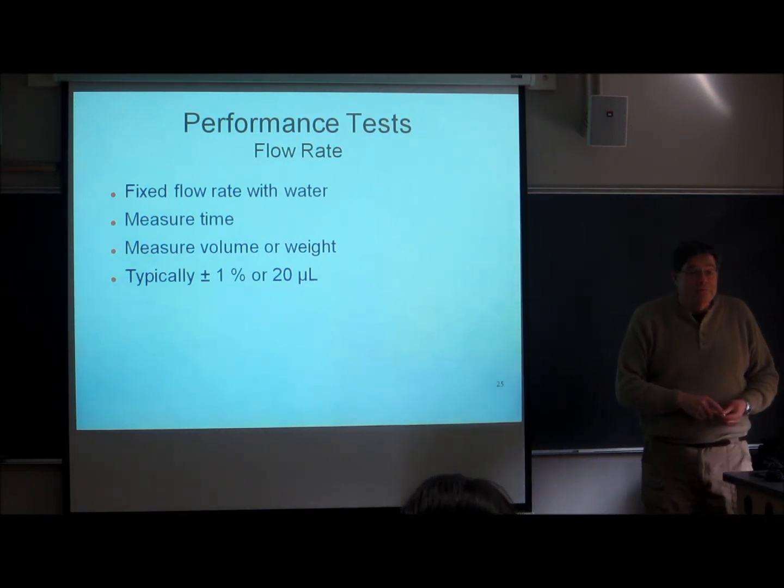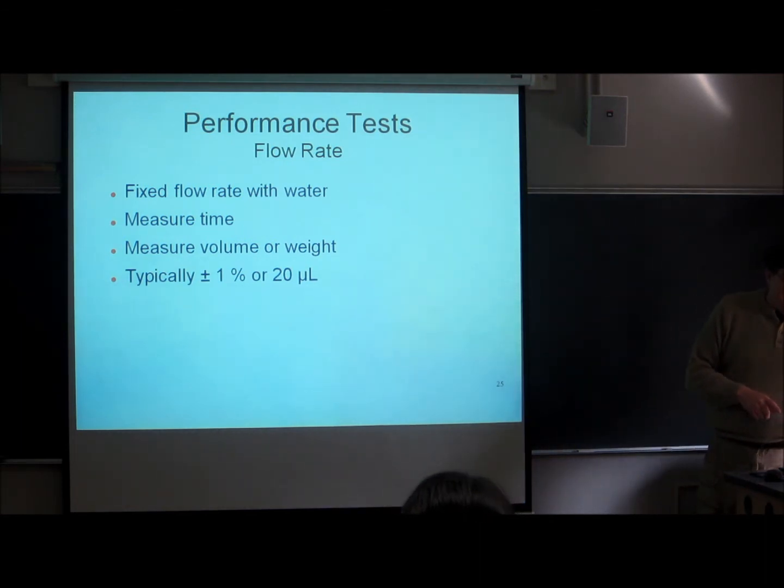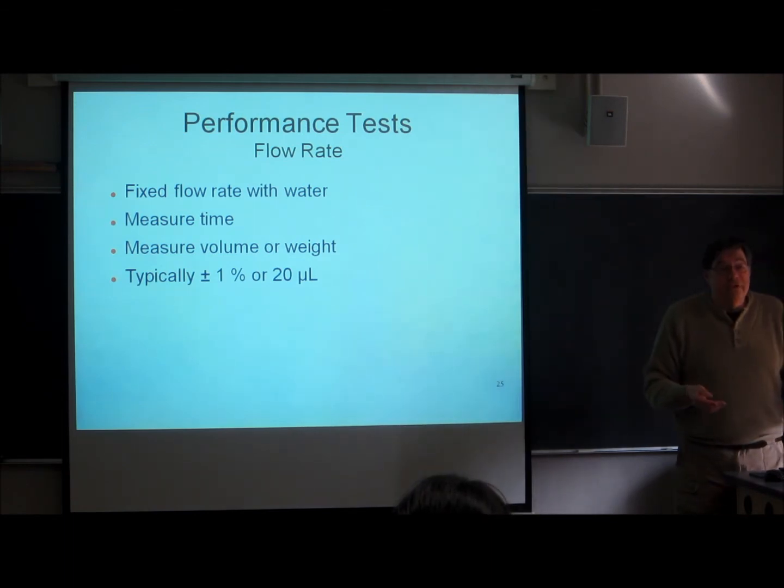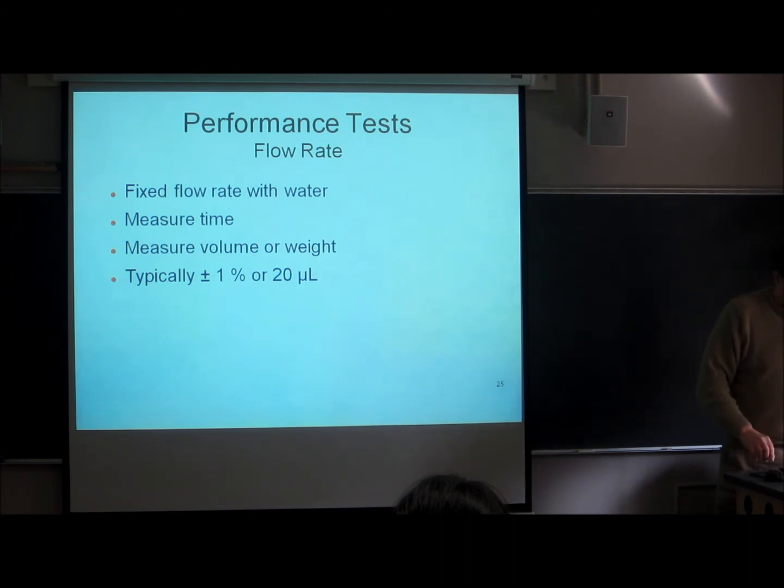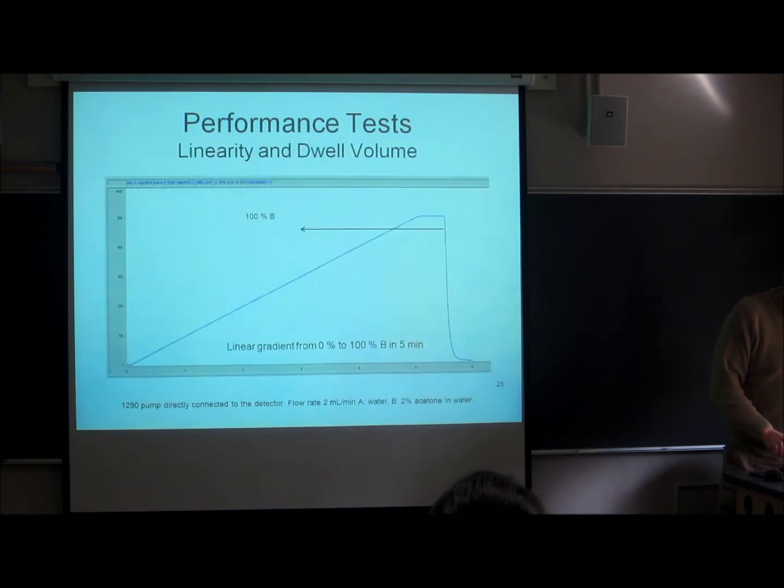It works just fine. And if you weigh it then, and you know the composition of the fluid, you can calculate from the density the volume that's passed. Typically, about 1% uncertainty for 20 microliters. Real good old-fashioned method of determining flow rate.